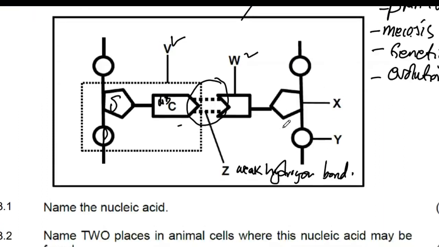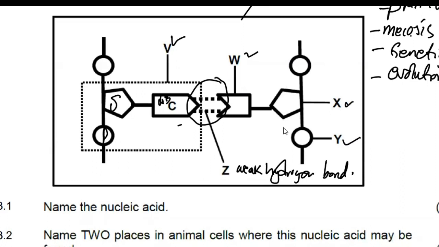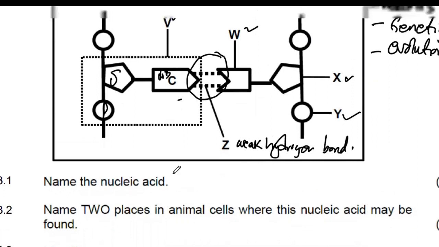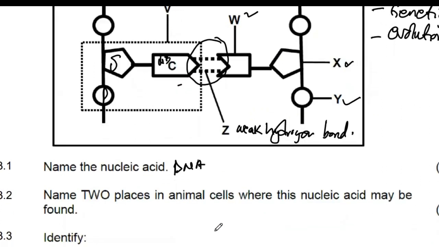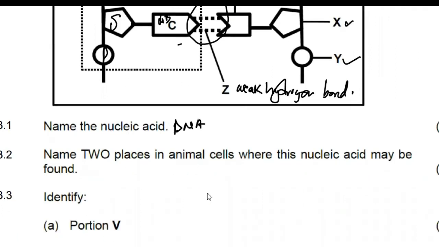So now, since you know that this is a structure and you know how to label it, now let's talk about naming the nucleic acid which is being represented. So we have seen that this is DNA. They're saying name two places in animals where you can find this DNA. Where can you find this DNA in animals? You can find it in two places, that is in the nucleus and then in the mitochondrion. If there are many mitochondria, if there are many nuclei, if there is one, it's called nucleus. So it should not confuse you.